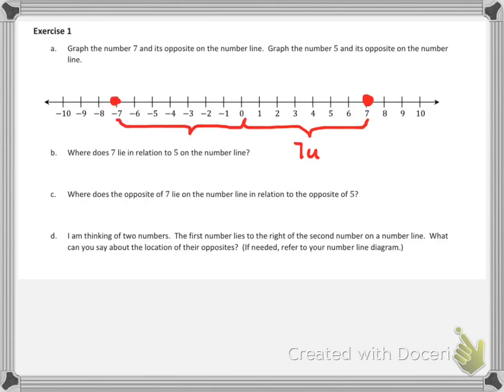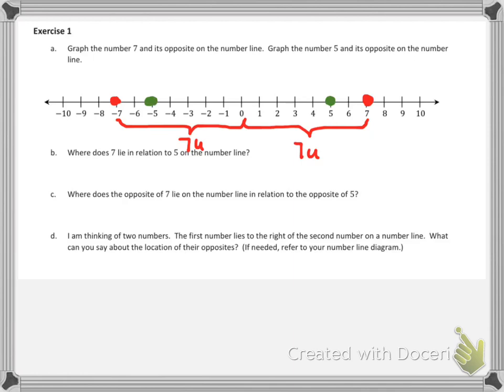So just using the definition of opposites there. So we've got 7 and -7. And then also graph the number 5 and its opposite. So also we're going to get 5 and its opposite. So by the same method, I've got 5, and then 5 units to the left would be -5. So there's 5 and its opposite, 5 and -5.